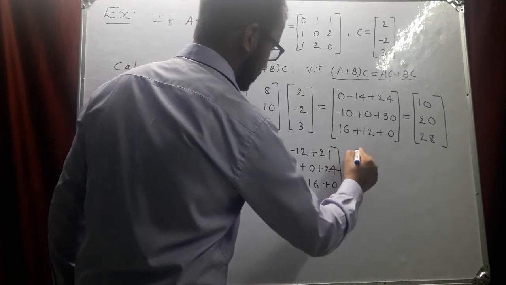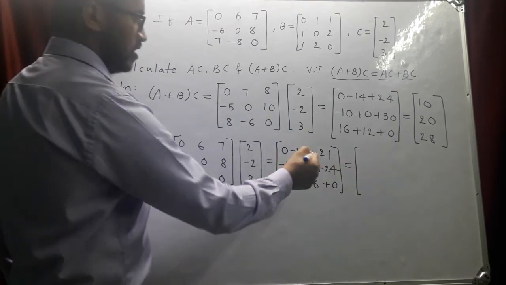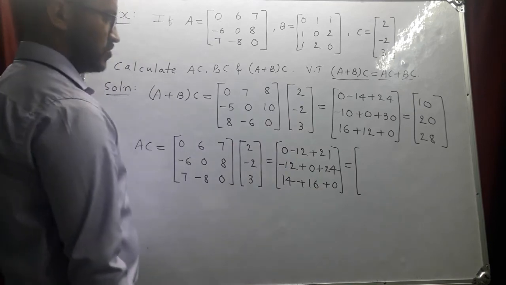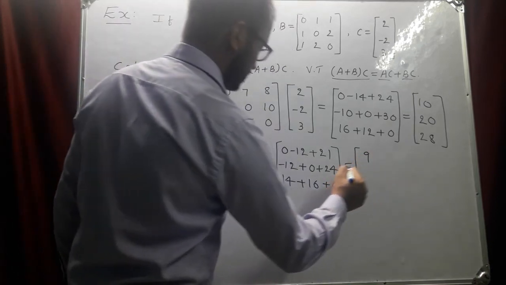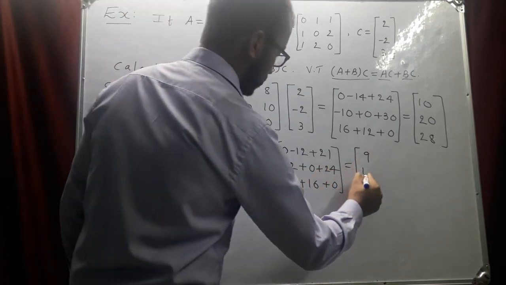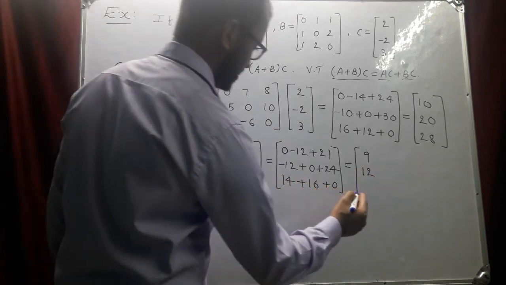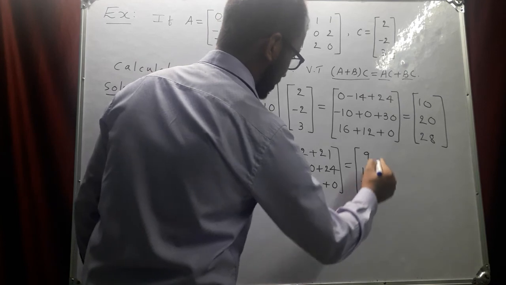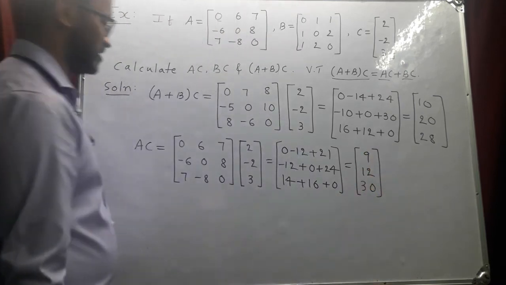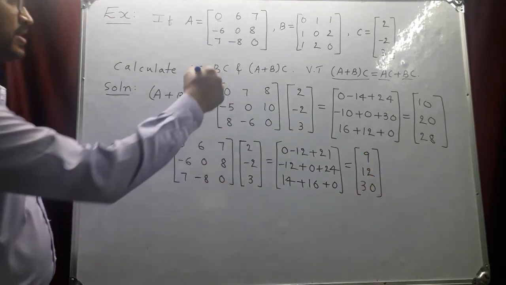Simplifying, 21 minus 12, that is 9. 24 minus 12, that is 12. 14 plus 16, we get 30. So this is the value of AC.